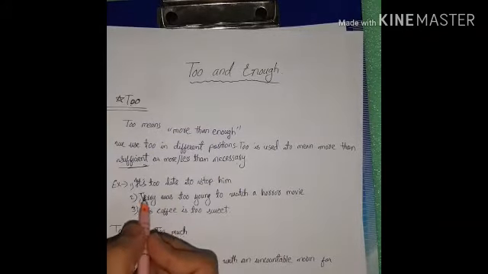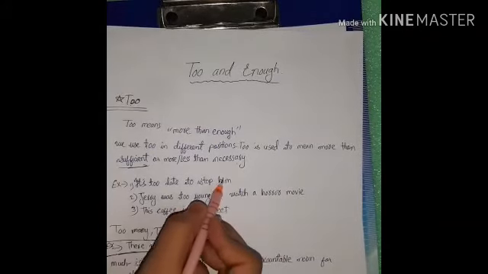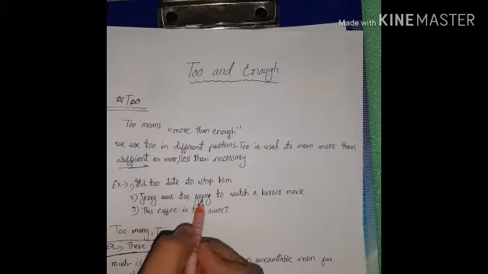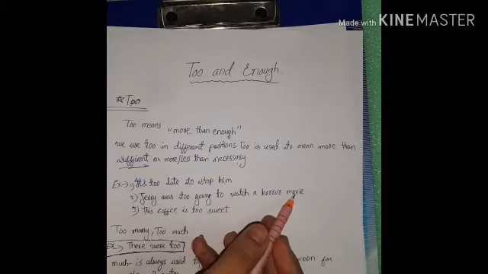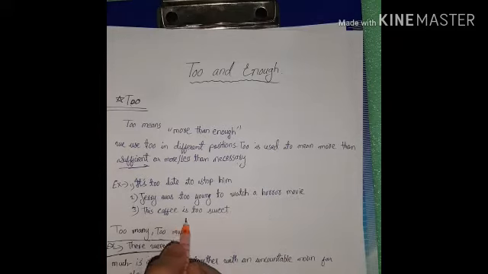For example, it's too late to stop him. Jerry was too young to watch a horror movie. This coffee is too sweet.